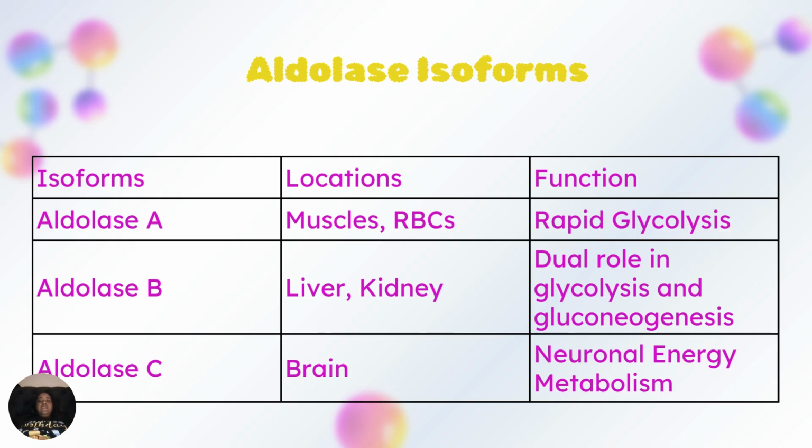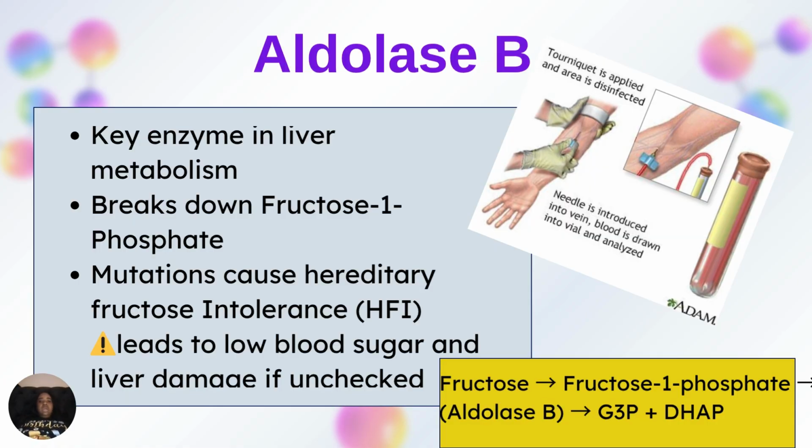Now, let's zoom in on the liver's form, Aldolase B. It is the only isoform that plays in both pathways in its role in regulating blood sugar. This makes it incredibly important. So we have Aldolase B. Aldolase B is special because it not only handles glucose, but it also processes fructose, which is another common sugar found in fruits and processed foods.